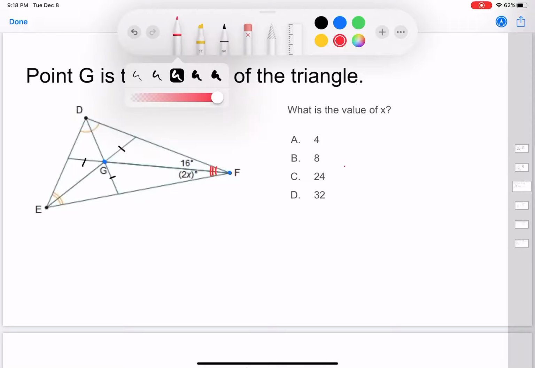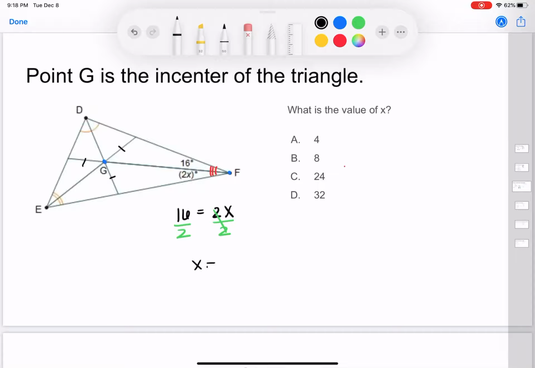Well, the easiest way to go about this is to solve for x. If we know that F has been broken into two congruent halves, we can go ahead and do 16 equals 2x. I need to isolate my x, so I'll divide by 2. And thus I get x is equal to 8. And thus B is my answer choice. Let's go ahead and look at the next problem.